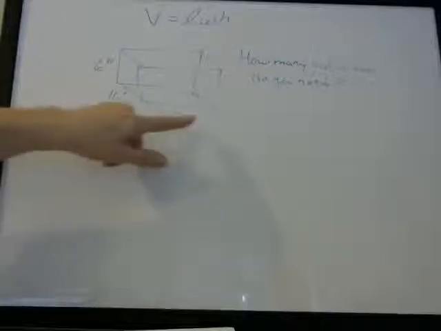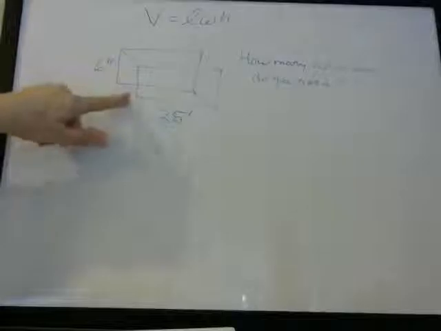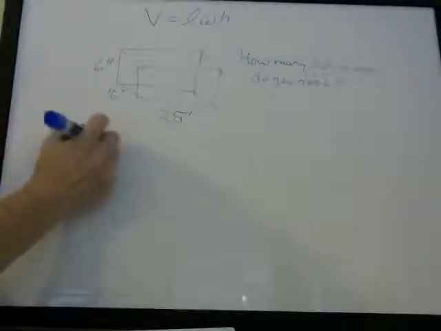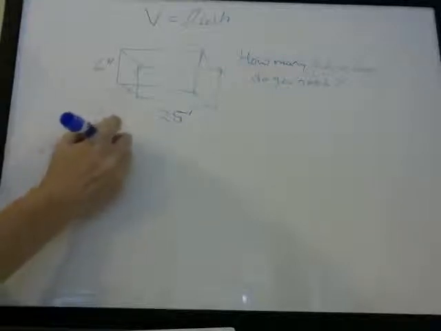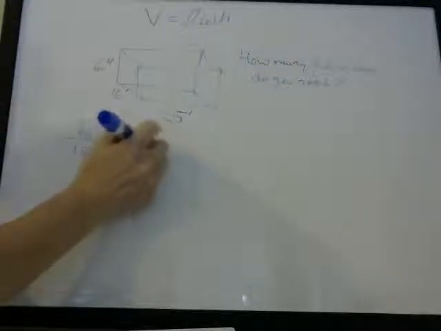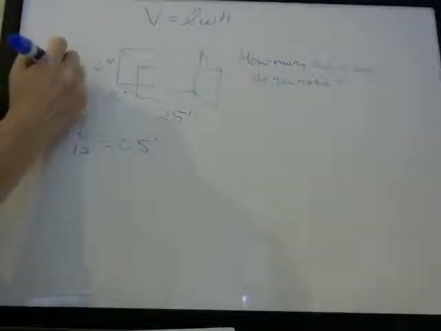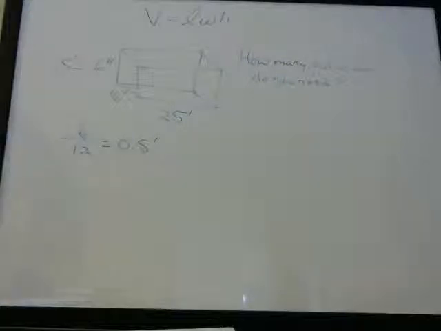If this is the question, remember, always make sure when they're asking for feet, this is 25 feet, this is 16 feet, but this is 6 inches. Always make sure your units are all the same. So in order to do this, you have to change this 6 inches into feet. There's 12 inches in a foot, so 6 divided by 12 is 0.5 feet. So here we're going to write 0.5 feet instead of 6 inches.